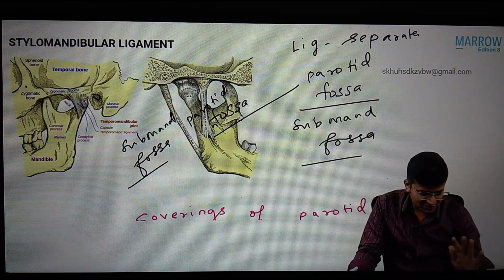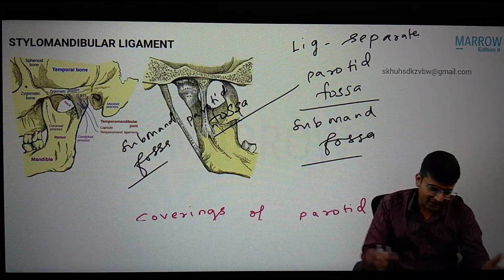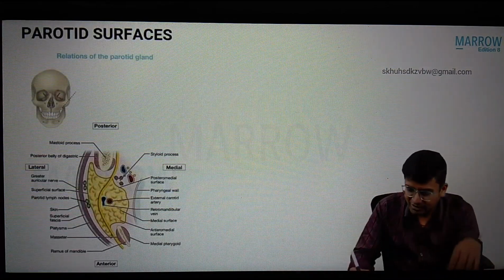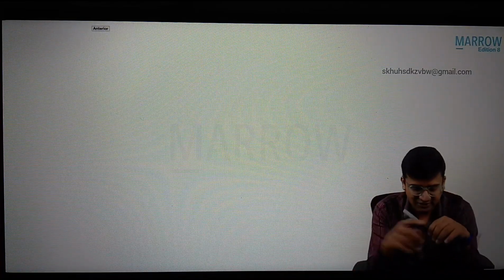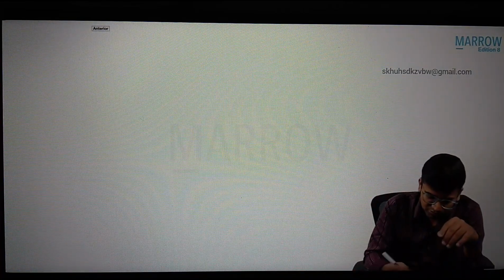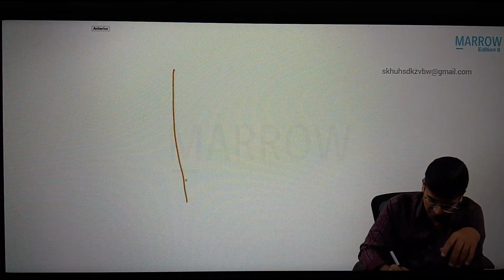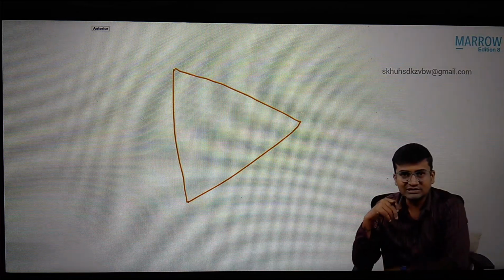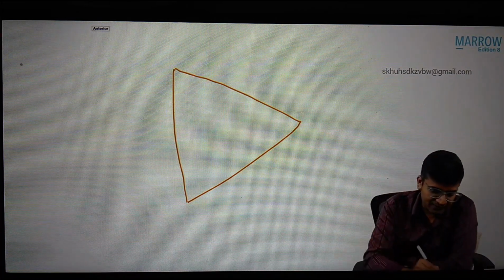So that's all about the coverings of the parotid gland. Next, we're going to see the borders and surfaces. The parotid gland has three borders and three surfaces. Now we're going to draw a line diagram. This is the parotid gland, just to have some idea about the borders and surfaces. We have three borders for the parotid gland.